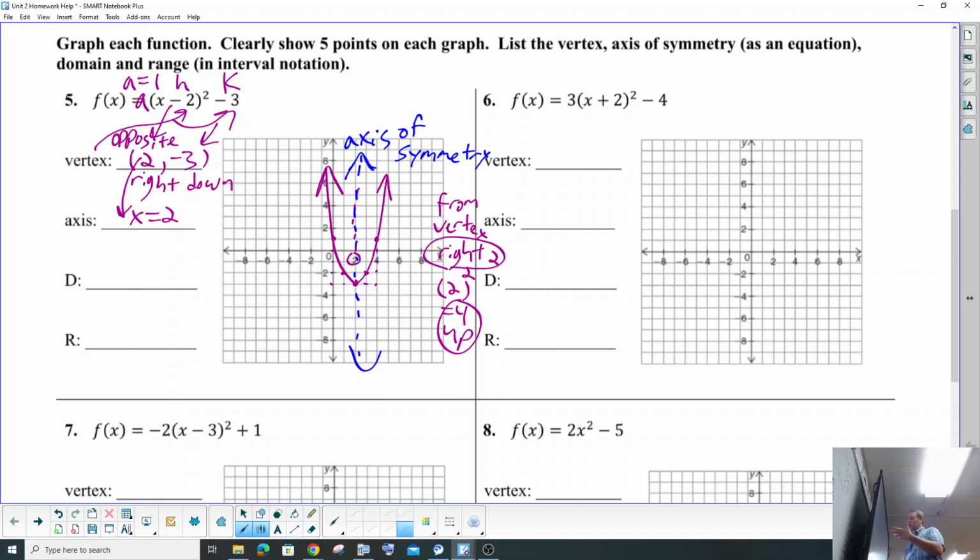So pause me. Can you finish the rest? Do you remember in class how to find the domain and range? Pause me. Try it on your own.